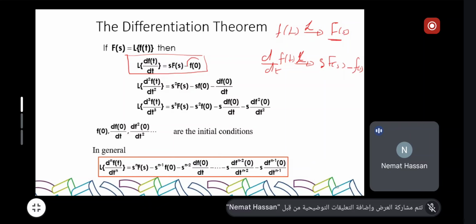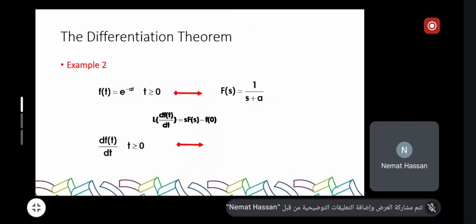Now, if you look at this f of 0, is it capital or small? It's a small letter, right? So here we have F capital of s times s minus f small of 0, which means the initial value of f of t when time was equal to 0. Clear? So this f of 0 is time at 0, df over dt of 0 means the derivative of time substituting for every t value by 0.